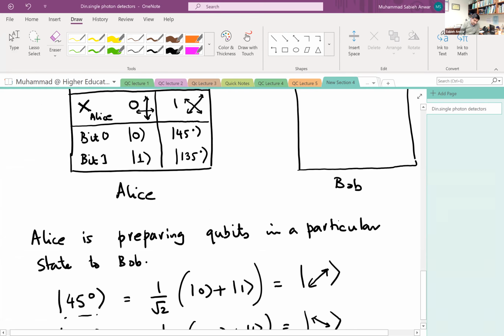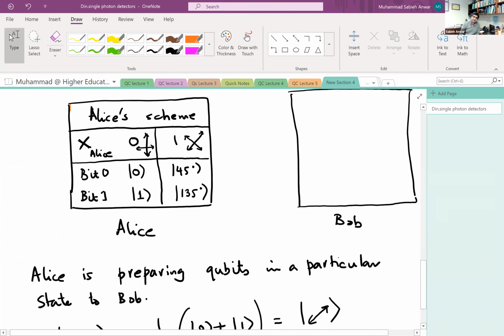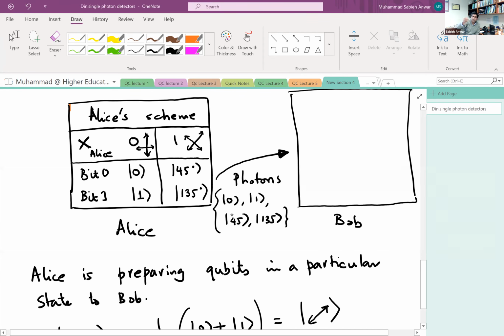So Alice prepares photons, and she wants to send a stream of zeros and ones. She prepares photons according to this scheme, and photons are prepared at regular intervals and sent to Bob. So these photons go to Bob. Photons which could be in the state 0, 1, 45 degrees, 135 degrees. These photons are going to Bob.